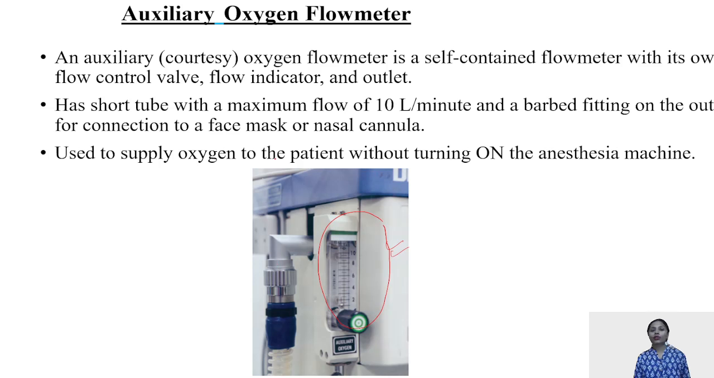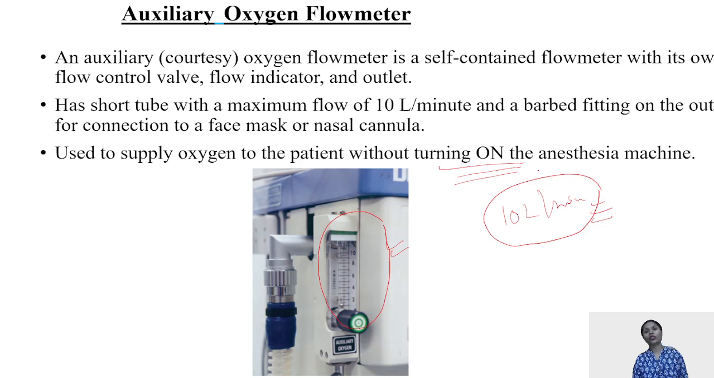It is used to supply oxygen to the patient without turning on the anesthesia machine. Even this can deliver oxygen without turning on the anesthesia machine, but the flow rate that it can give is only 10 liters per minute. And all anesthesia machines may or may not have it. This is the auxiliary flow meter. It has its own flow control valve, its own outlet, its own flow indicator. It is generally given to provide supplementary oxygen to the patient during regional anesthesia or IV sedation, that is, monitored anesthesia care.